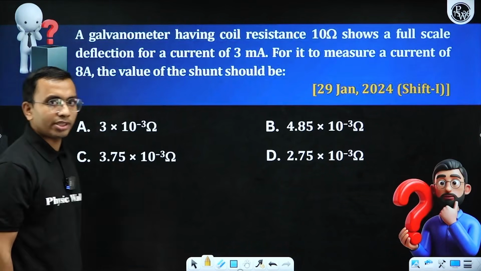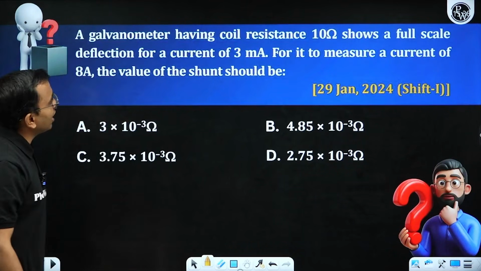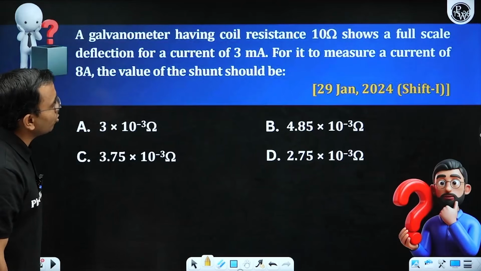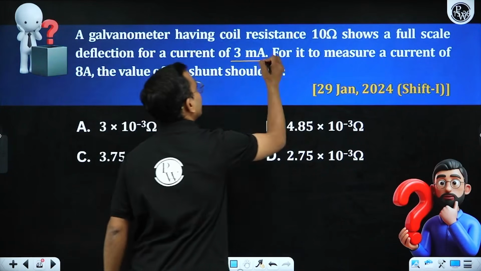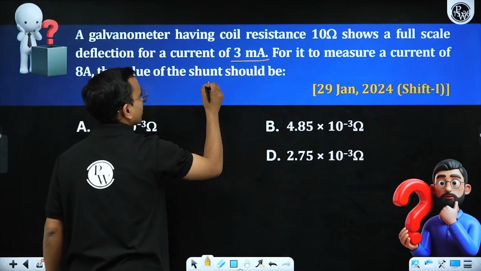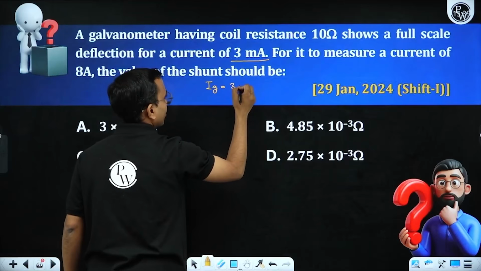Let us solve this question here. A galvanometer having a coil resistance of 10 ohm shows a full scale deflection for a current of 3 milliampere. So this is the galvanometer full scale deflection Ig, 3 milliampere.